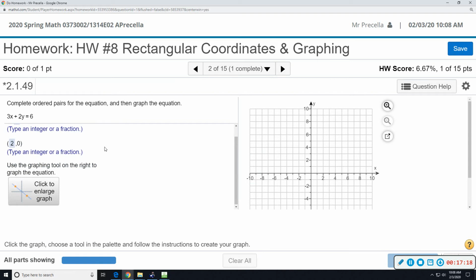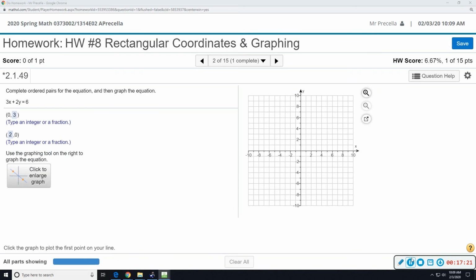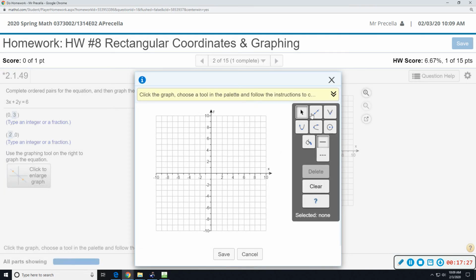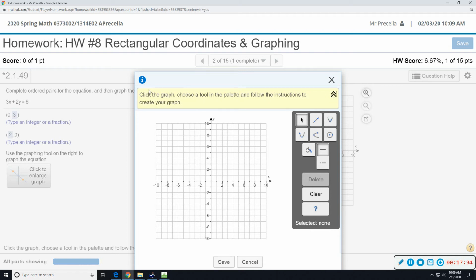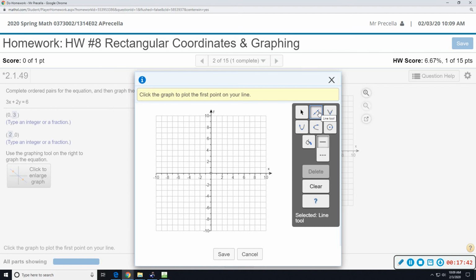And now we're going to graph it. I'll say click to enlarge. And that shows you the tools here. Which tool are we going to choose? The yellow box sort of talks you through. Choose a tool in the palette. Well, what did we say? It's a line. So we'll click line.